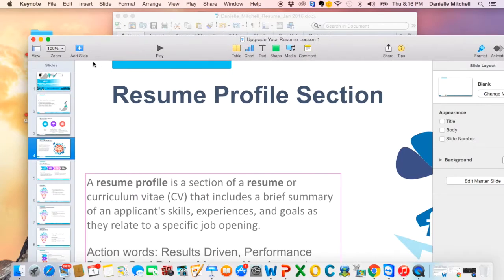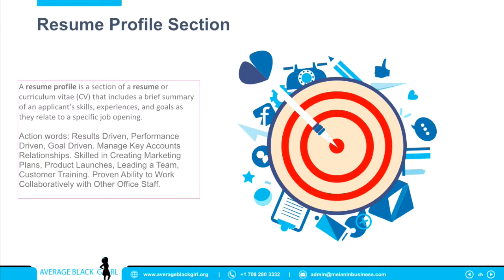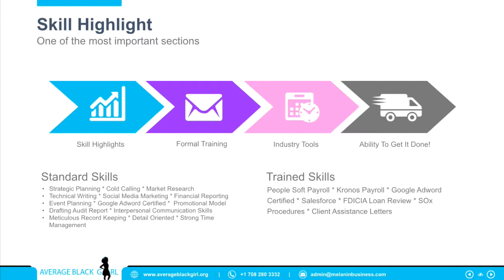Now we're going to go into the skill highlight section. This is one of the most important sections. The skill highlight section is right before you get into your work experience and education and all that. But again, if someone's skimming, they're going to go to your profile section and your skill highlight section first.